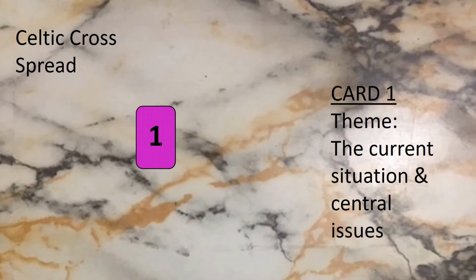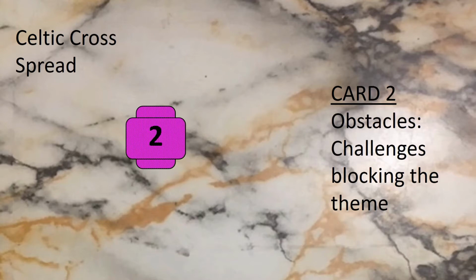So the first card I refer to as the theme. It is the current situation and the central issue. All of the other cards in your tarot reading relate back to card number 1. Card number 2 is called the Obstacles card. It is challenges that are blocking the theme. It might be something that is stopping you from achieving your desired outcome or the goal that you would like to achieve.